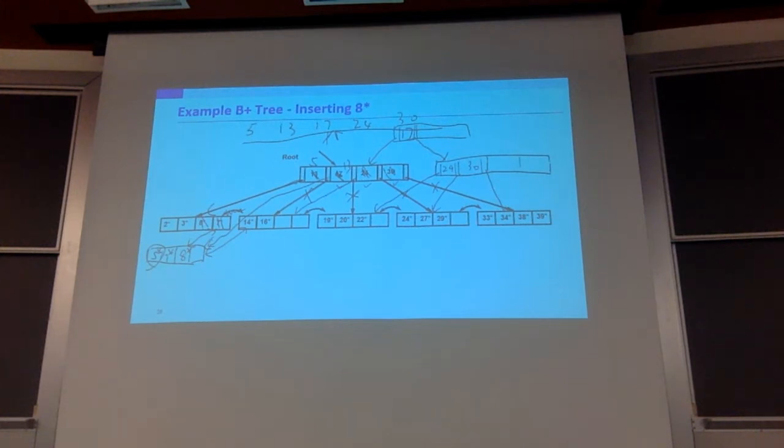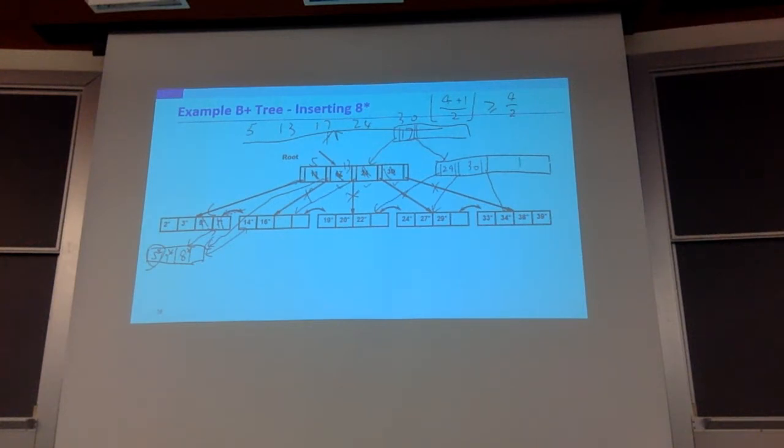Because originally it was full, you must have 4 keys. Then you have 4 plus 1 keys in total. If you choose the middle one, you are guaranteed to have exactly this many keys, and this is guaranteed to be greater than or equal to half of your capacity. So that's why you need to split it in this way.